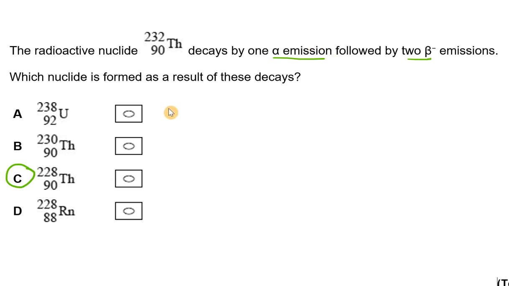First of all, let's have a look what happens to the atomic number when alpha decay occurs. So when alpha decay occurs, the atomic number decreases by 2 because we're losing 2 protons, and the atomic number is the number of protons. What happens to the atomic number when beta minus decay occurs? The atomic number increases by 1 because we've got a neutron decaying into a proton, so we get an extra proton.